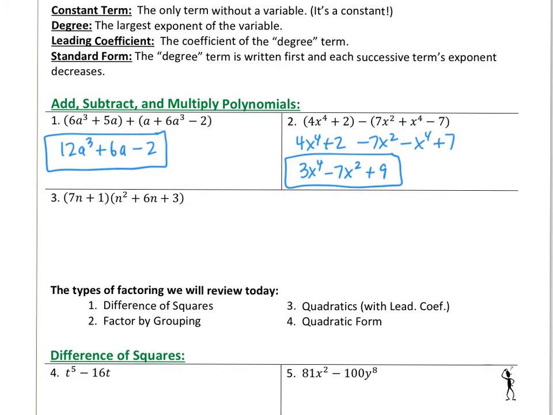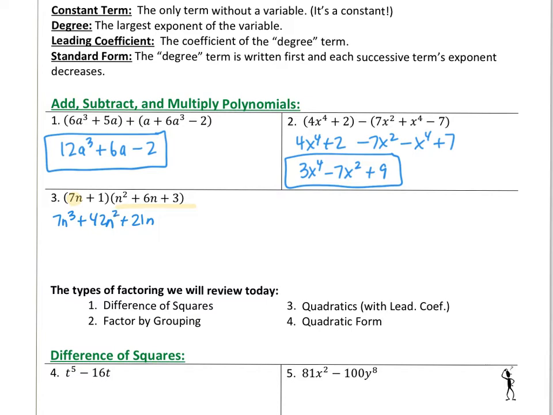All right, then number 3 here is just multiplying. Now this is distributive property because you can't really use FOIL because there's 3 terms in that second one. So there's a couple ways to do this. I just prefer to take the first term and multiply it by everything in the second one, and then do the same thing with the second term, and then just combine all my like terms. But if you do it a different way and you're getting the correct answer and showing your work, I am happy. So 7n times all of that would be 7n cubed plus 42n plus 21n.